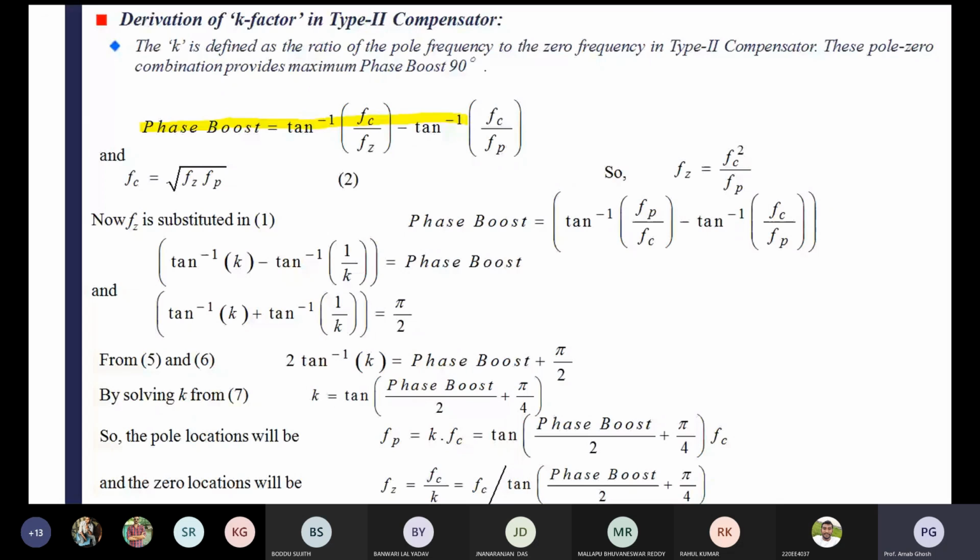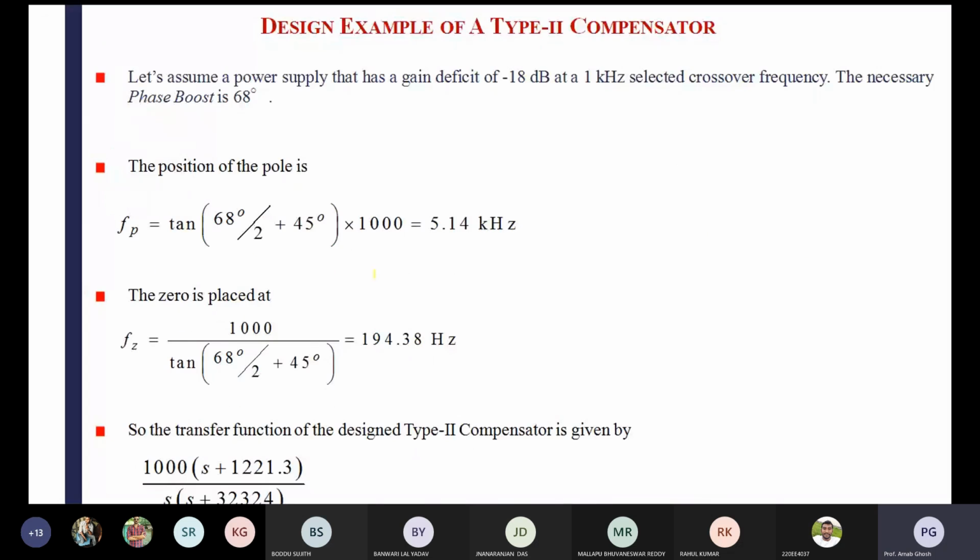Okay, so taking a design example. So you got the type 2 compensator design example. Okay, how it practically looks like. Phase boost is considered as 68 degrees. It is your consideration, and then minus 18 dB deflection at 1 kilohertz. So you can replace all those values that you know, the value of phase boost.